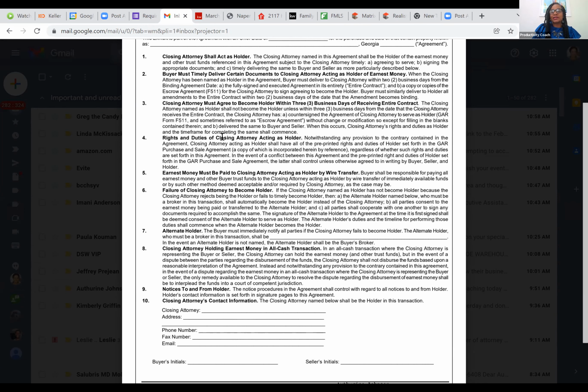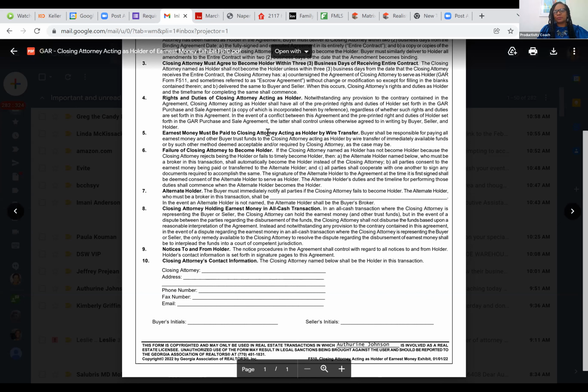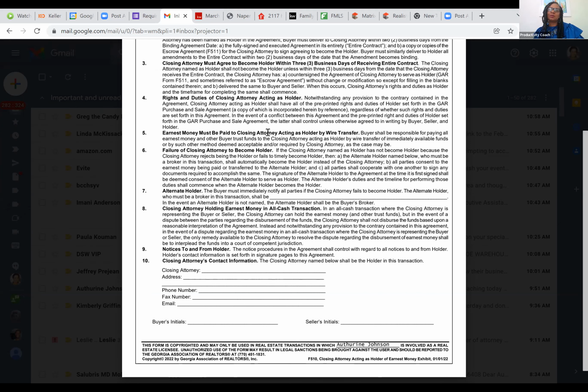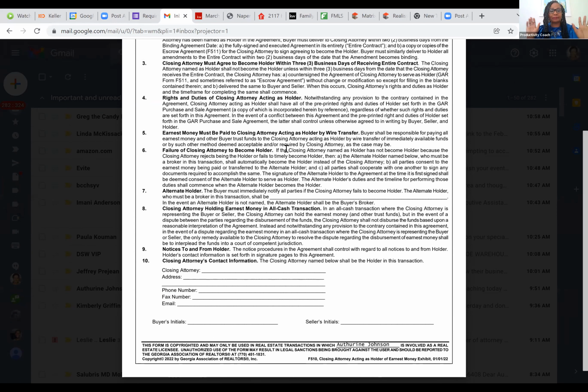It talks about the rights and the duties of the closing attorney acting as holder. And it says earnest money must be paid to the closing attorney acting as holder by wire transfer. Now, I have pushed back on this one with, I cannot remember which one it was. Zillow will not budge. I think one of the other ones, I think it might have been OfferPad, I have pushed back and said, no, we hold our buyers' earnest money. And they're like, okay, not a problem. Because right here it says alternate. The buyer must immediately notify all parties if the closing attorney fails to become the holder.